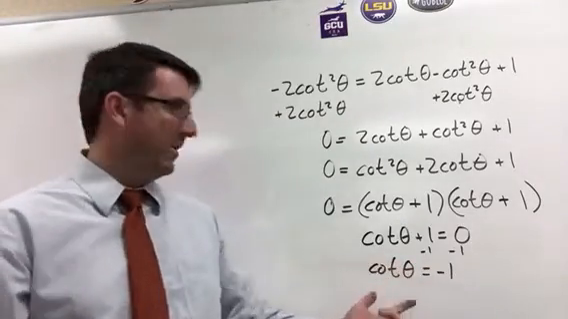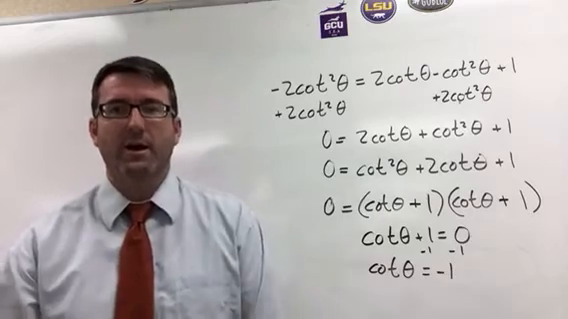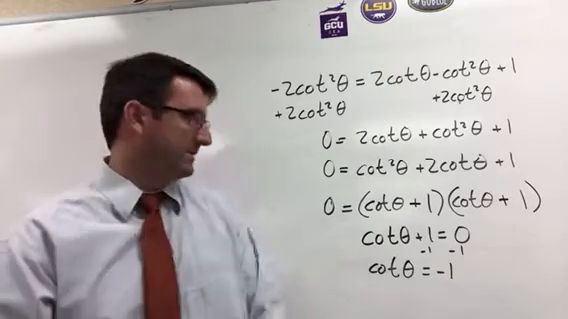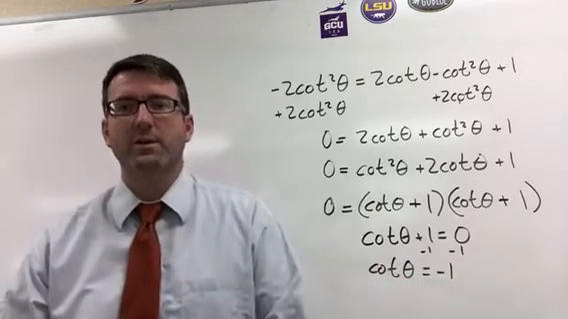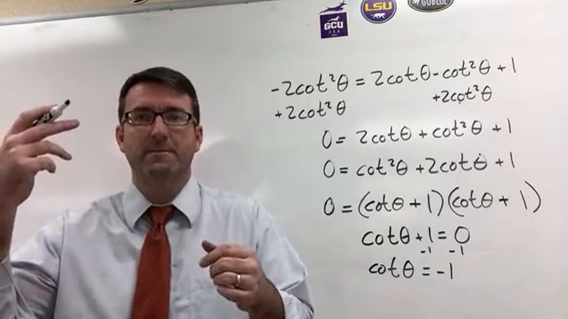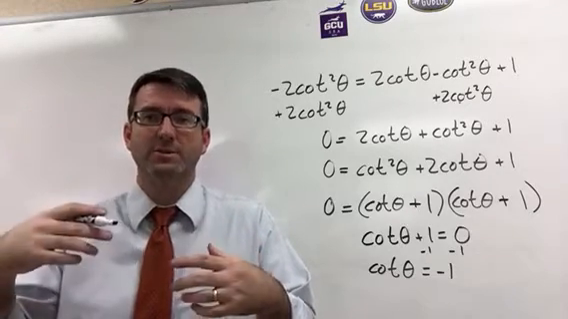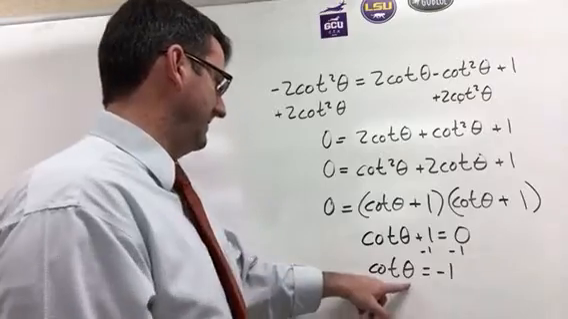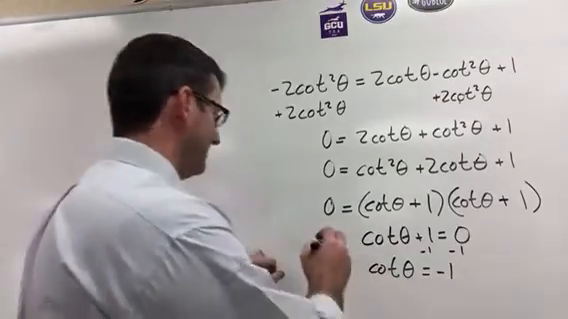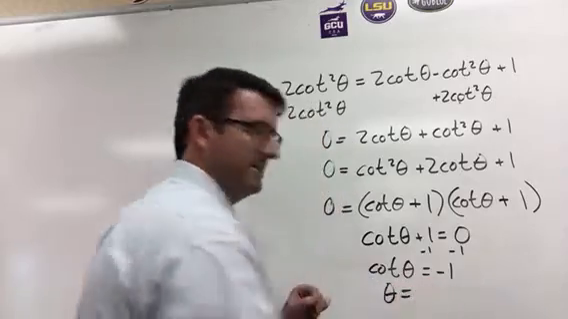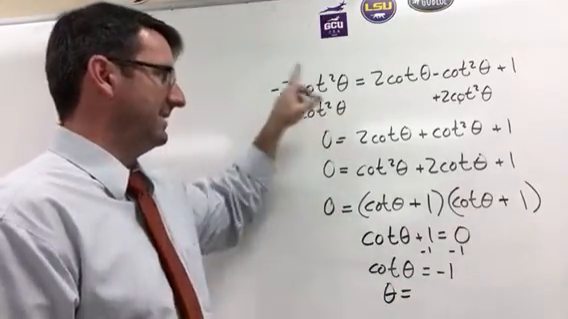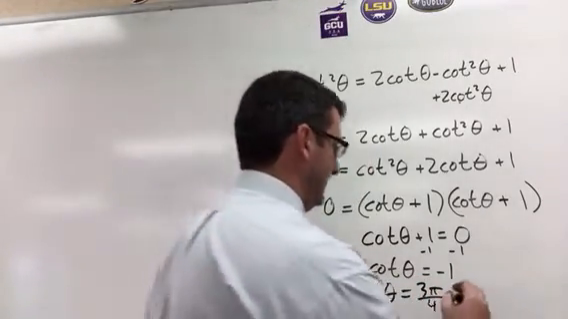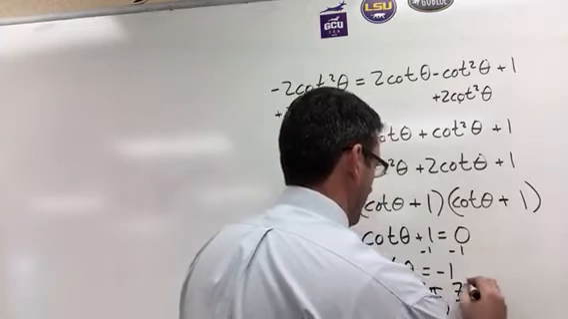All right, so again, cotangent is not going to be on your unit circle. But remember that cotangent is the cosine over the sine. And so if cotangent is negative 1, we're looking for a place where the sine and the cosine are the same but with opposite signs, so that they would divide to negative 1. And those places are going to be, so theta is going to be equal to 3 pi over 4 and 7 pi over 4.